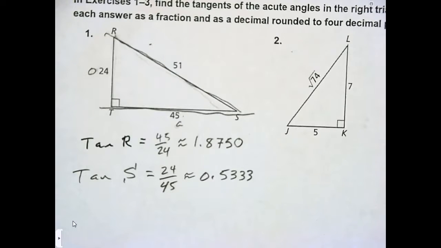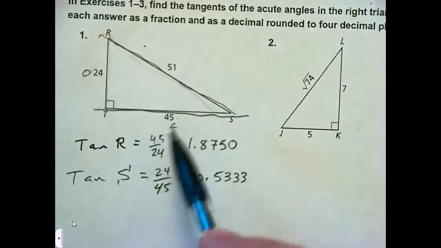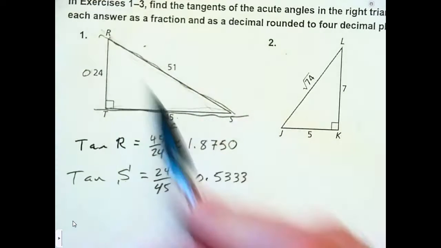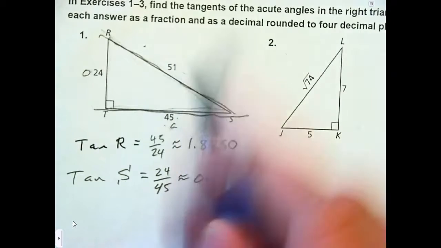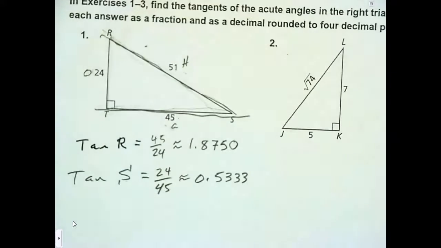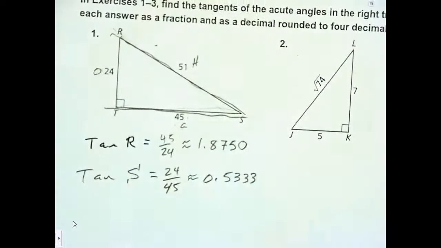Which adjacent side do I pick? It depends upon the angle that you trace. So when I'm talking about angle S, I've got to trace angle S. This one's adjacent. This is the hypotenuse, right? So you can't use that. Is that what you meant? Yeah, that's the hypotenuse, so we can't use that one. Good question.